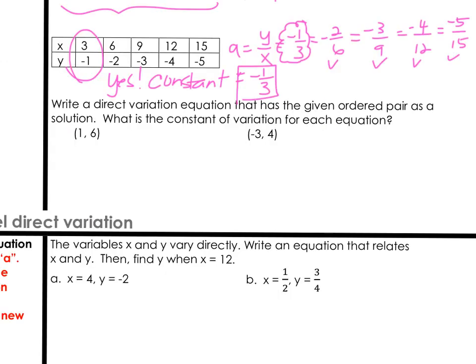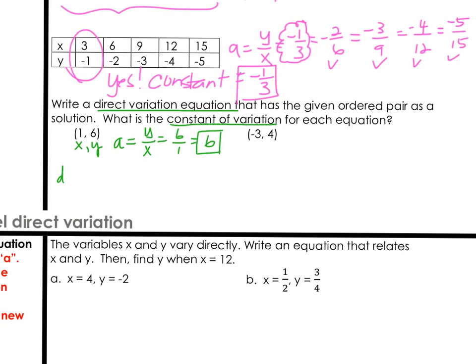Here's another interpretation for direct variation. It says write a direct variation equation that has the given ordered pair as a solution. What is the constant of variation for each equation? Well, if we know (1, 6) is a solution, that means if we substitute in 1 for x and 6 for y, we can easily calculate the constant of variation first. Remember, it's just the definition y over x. And if we take 6 over 1, that means our constant of variation is 6.